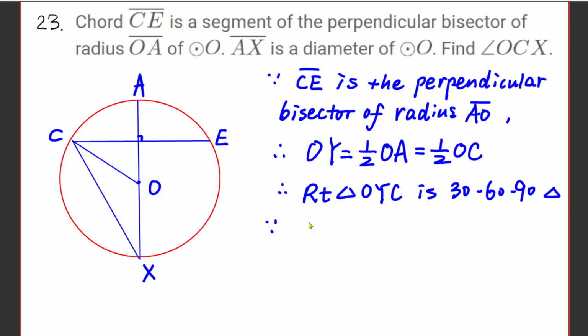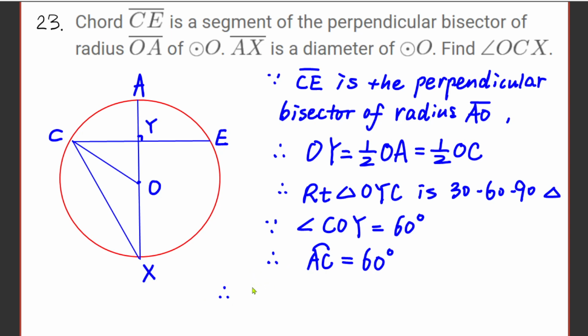And since we have angle COY, let's call this point Y here. Angle COY equals 60 degrees. We have arc AC also equals 60 degrees, right? Therefore, we have angle CXA equals half of the intercepted arc AC, which is 30 degrees.